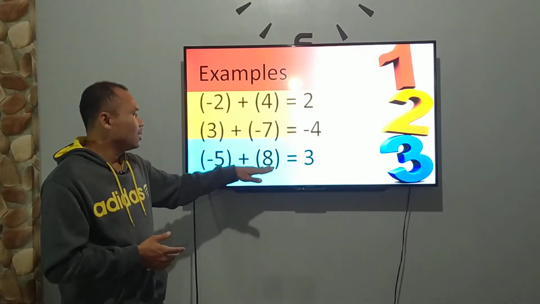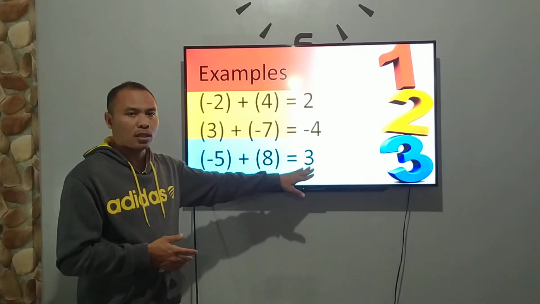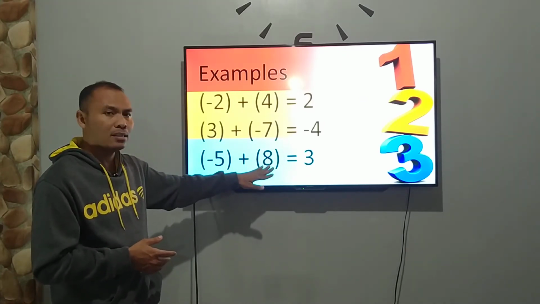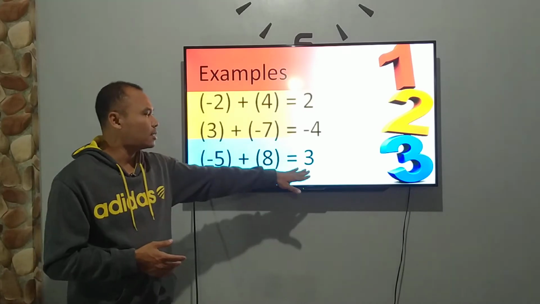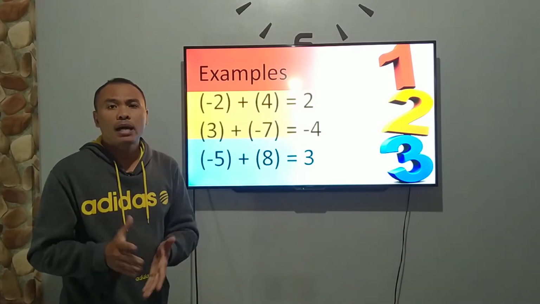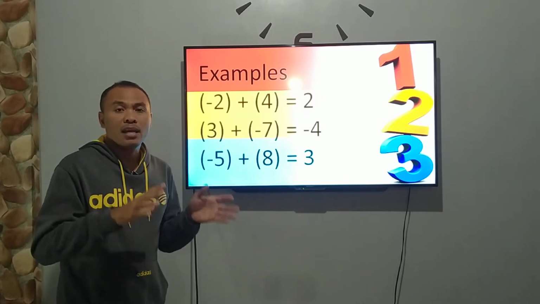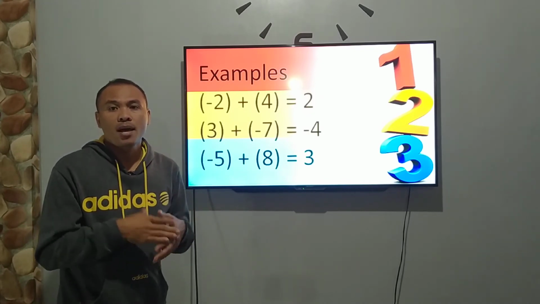Magkaibang sign, minus mo, so that is 3. 8 minus 5 is 3. Ano ang sign ng 8? Positive. Mas malaki, so positive 3. Tandaan, when we are adding unlike signs, mina-minus natin at kinokopya yung sign ng greater absolute value.